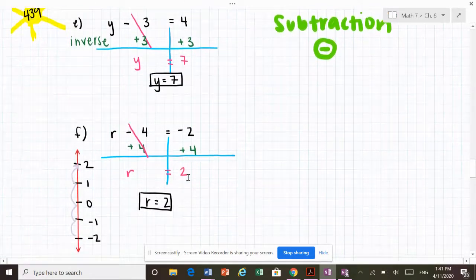F. r minus 4 equals negative 2. Inverse is add. Add 4 to both sides. Negative 2 plus 4, that means you move upwards. So negative 2 plus 4 is 1, 2, 3, 4. It goes to positive 2.